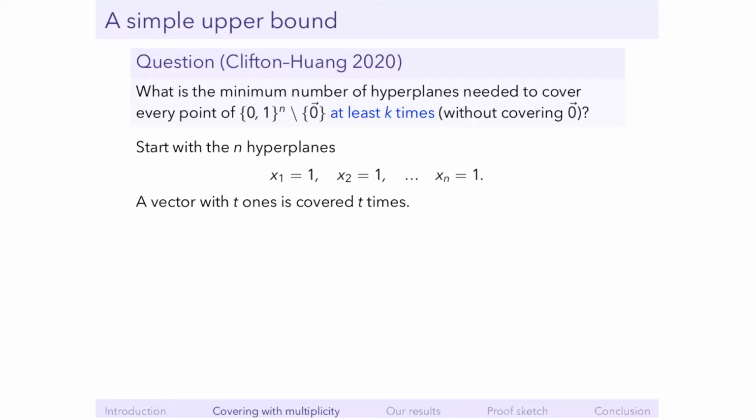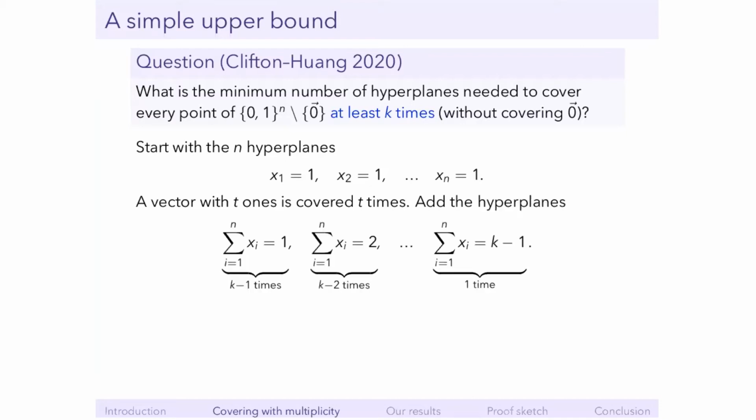And so we've covered a lot of the vectors at least k times. The only vectors we have to worry about are those of Hamming weight less than k. To fix those, we can just add more hyperplanes. The vectors with only one 1 in them, we've only covered one time. So we add the hyperplane sum of the coordinates equals 1, k minus 1 times. And we add the hyperplane sum of coordinates equals 2, k minus 2 times, and so on. By doing this, we've fixed the problem and we've covered every point except for the origin at least k times, while not covering the origin.